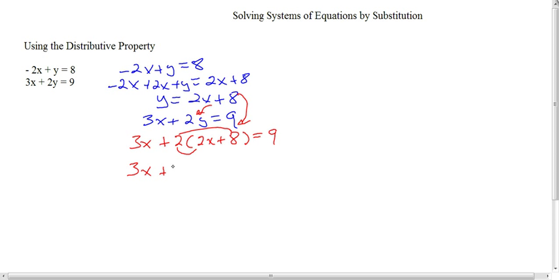So that's going to give me 3x plus 4x plus 16 is equal to 9. There's my distributive property. So now I'm back to just adding like terms. 3 and 4, 7x plus 16 is equal to 9. So let's go ahead and combine like terms. My like terms here are 16 and 9. So I need to subtract 16 from both sides. 7x plus 16 minus 16 is equal to 9 minus 16.